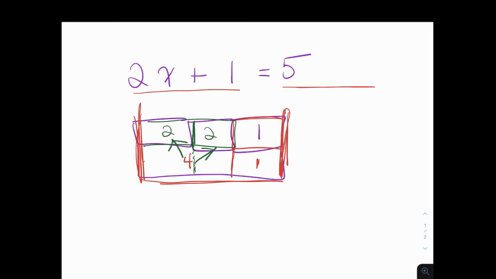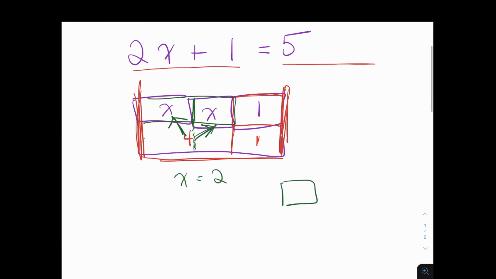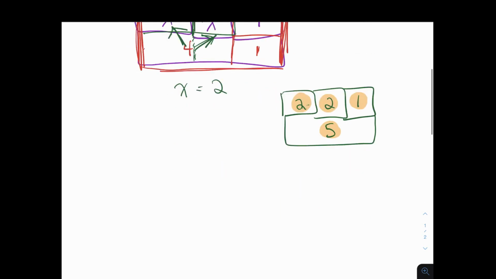Now if I redraw this right over here, let's see if x does equal 2. That was the first x, and let's say that's 2, and that would be 1. Remember, on the bottom it's all equal, and it's supposed to equal 5. 2 plus 2 is 4, plus 1 equals 5, and 5 and 5 are equal. Perfect! Okay, let's get to the next example.